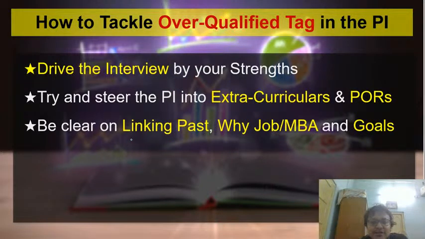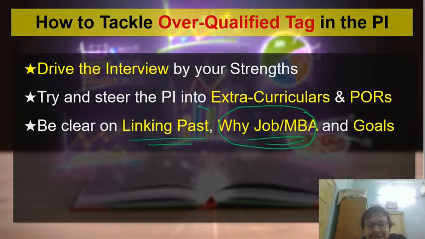The third part is the ability to link your past, why job or MBA, and goals. This is where most people tend to fail as far as the personal interview is concerned. Why? Because they're only obsessed about this part. Remember this, it is very important that you can link instances from your past to justify your job and MBA path. This is your past here, this is your future goals here, and now they want to look at how that job or that particular MBA degree will be the bridge between the two.